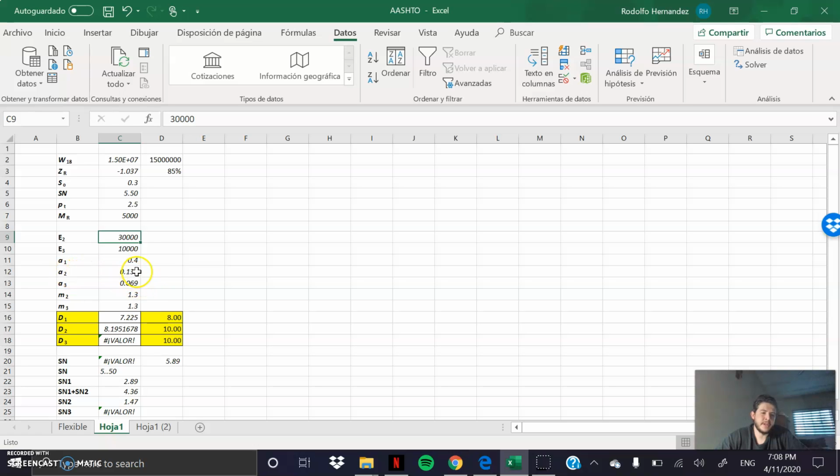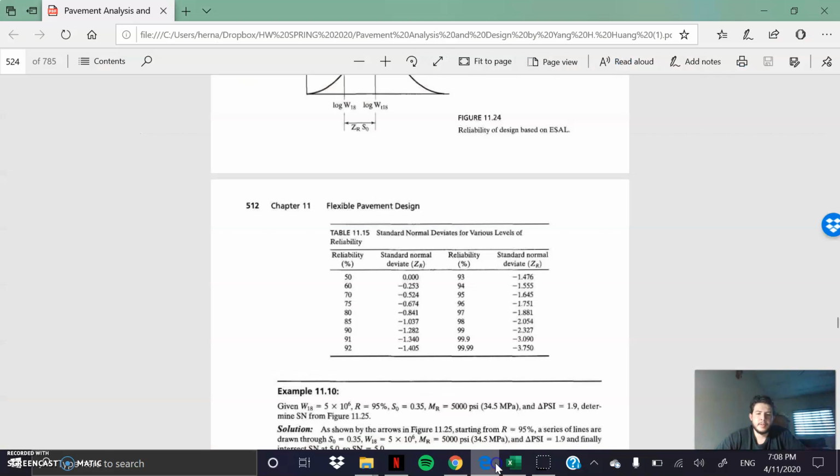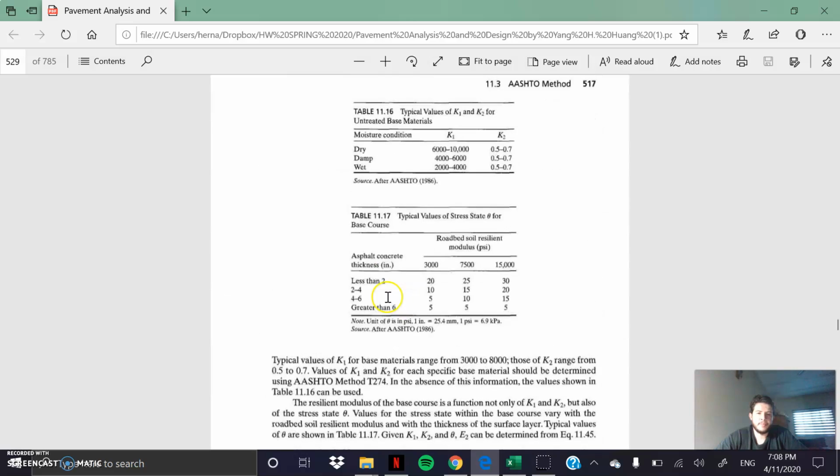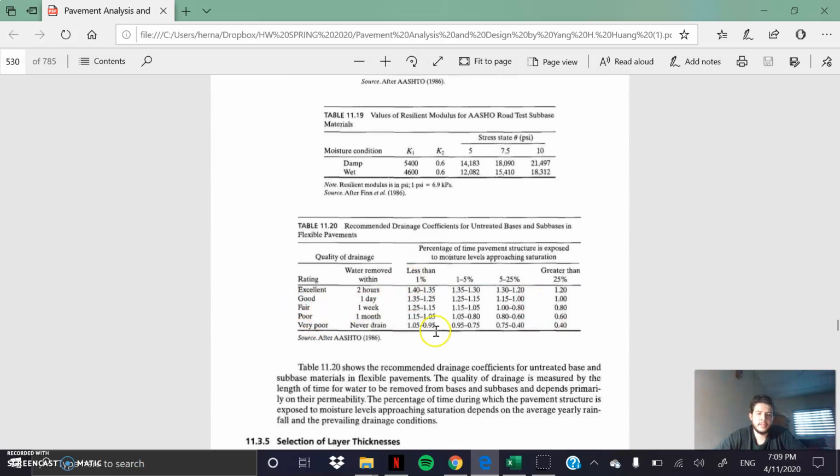The other coefficients are given with these formulas that are already in the Excel. For the M2, for M3, I use 1.3. If we go here to table number 11.20, here it is. This pavement is in Phoenix. This highway is in Phoenix, and it has a good drainage for both layers.